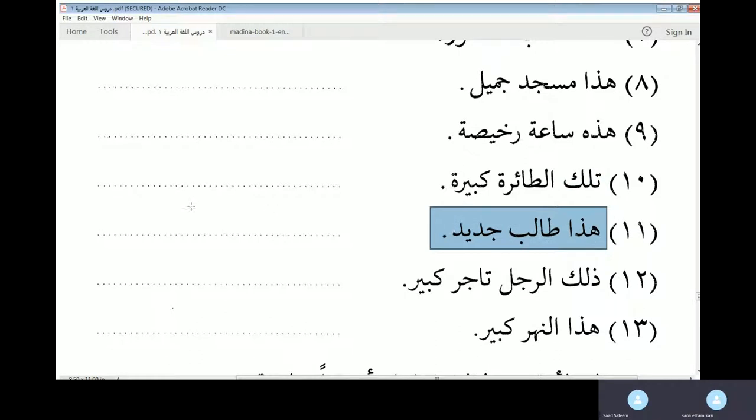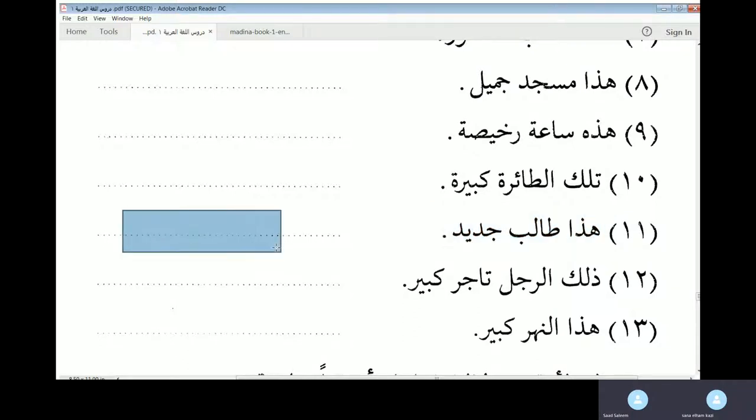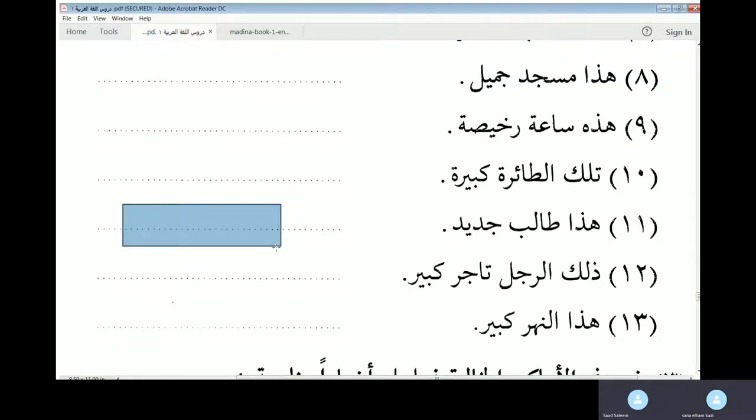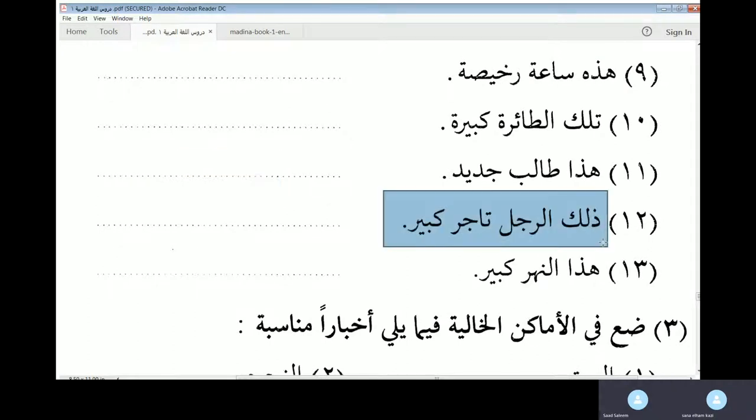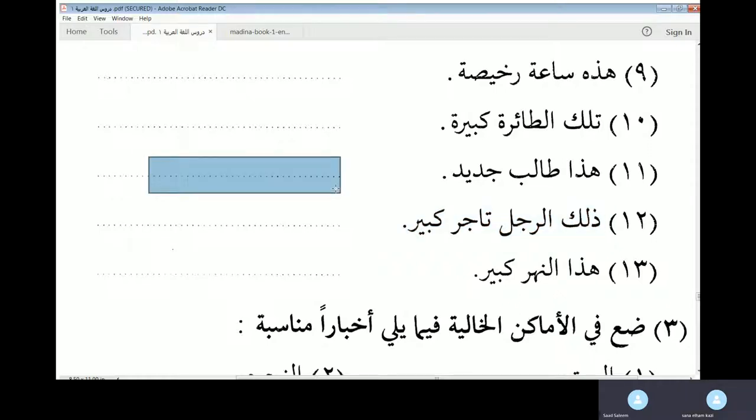Hadha talibun jadidun. This is a new student. And hazihi tulabun... No, it is intelligent. Oh, okay. Ha'ulai tulabun judud. If it is singular, we will say jadidatun, in case it is a feminine word. This is intelligent. Okay.